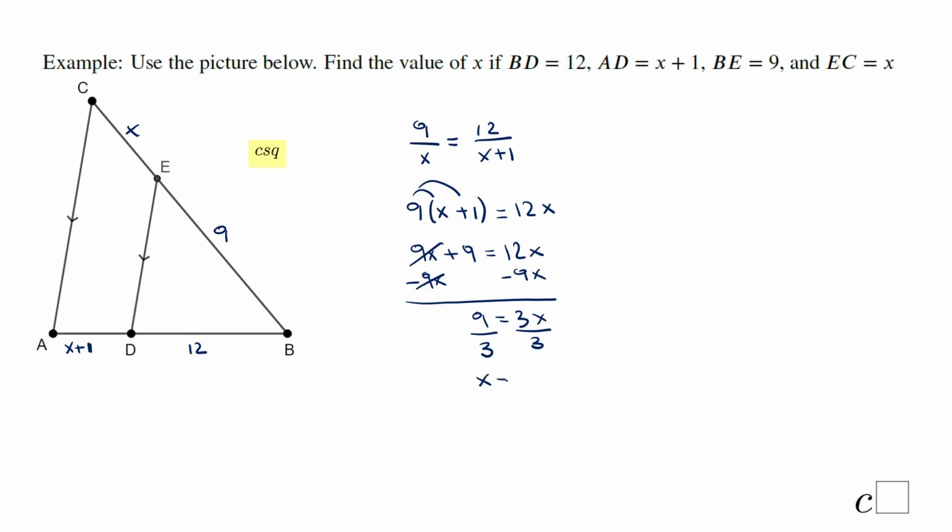And we have x equals 3. So that is the answer for this problem. We can go back here. So this is 3 and this will be 4. Does it make sense? Is this answer reasonable? And you can take a look. It does make sense, in my opinion.